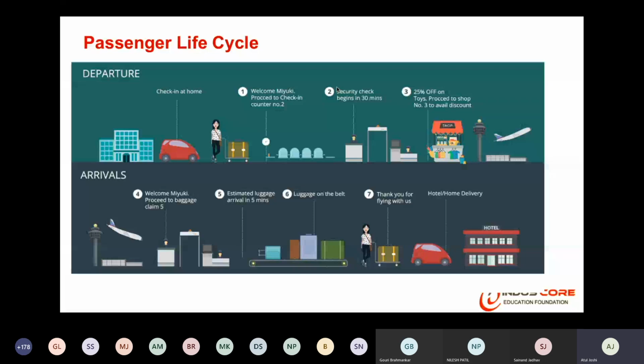Now if you look at the trends happening now, from climate change and all this, people are even making silent airports. You might have heard, even Pune is a silent airport.